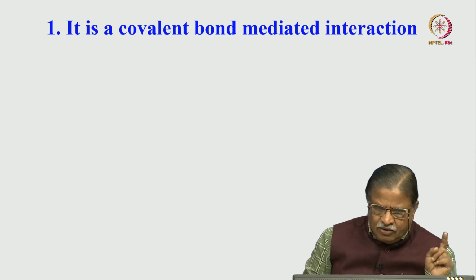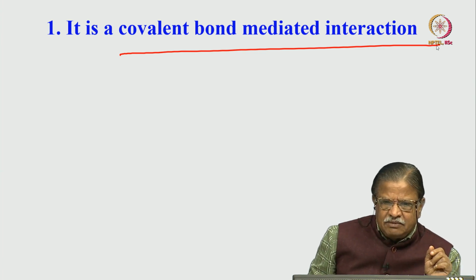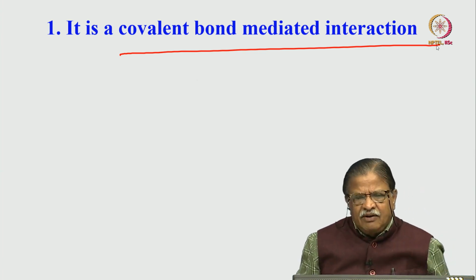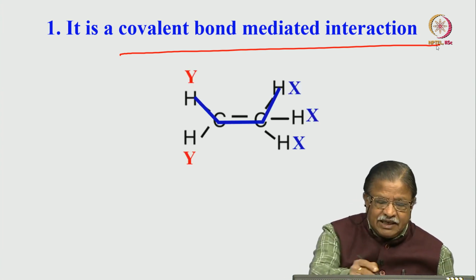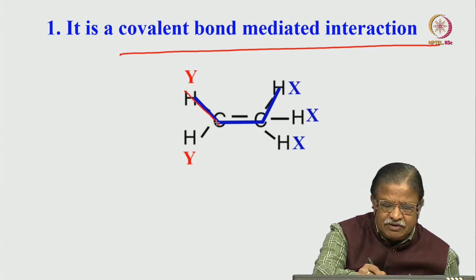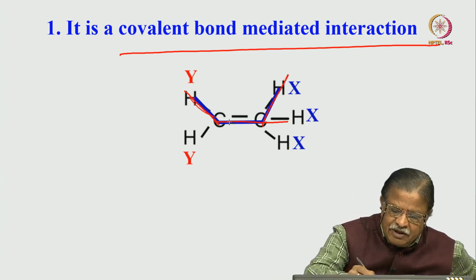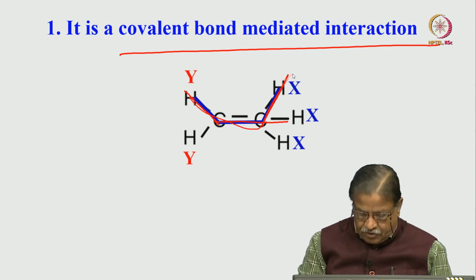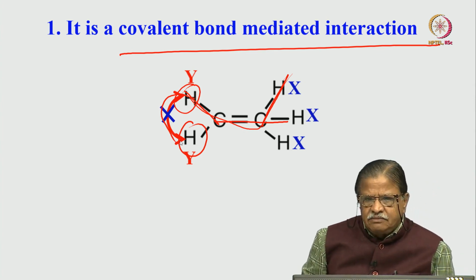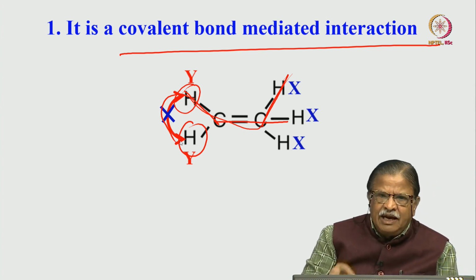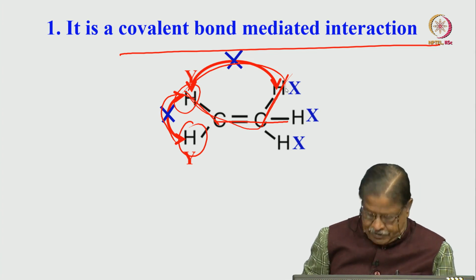First of all, I told you it is a covalent bond mediated interaction. There must be a chemical bond for one nuclear spin to interact with another nuclear spin for J coupling to occur. For example, in a molecule like this, the interaction is allowed. This proton can give its polarization to this carbon, and from this carbon to this proton. The polarization transfer takes place through chemical bonds, that is allowed, whereas direct polarization transfer from this proton to this proton through space is not allowed. This is one of the salient features of scalar coupling. It is a covalent bond mediated interaction, and it is not allowed through space.